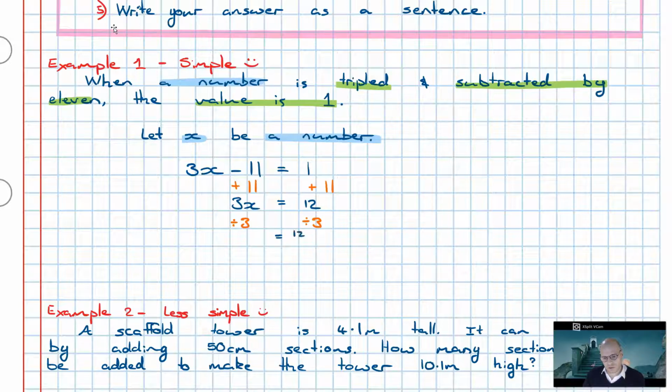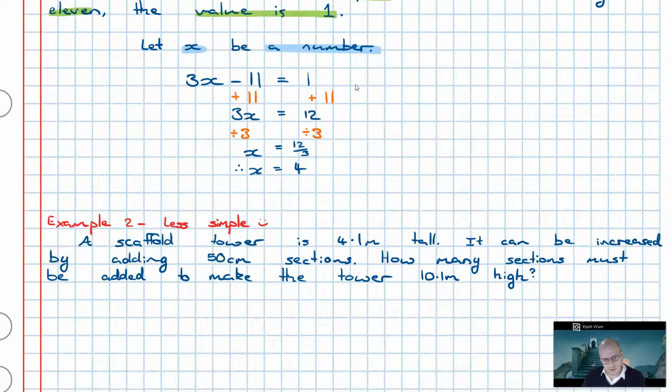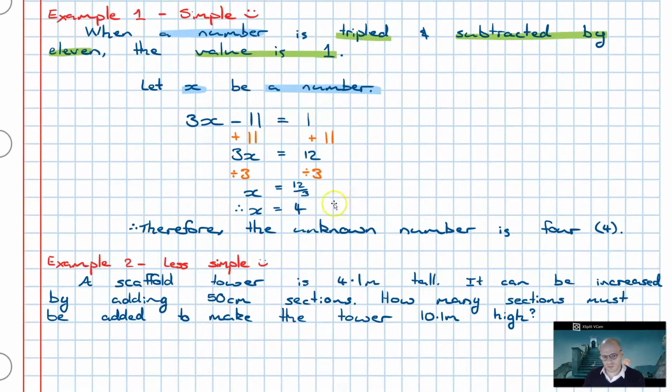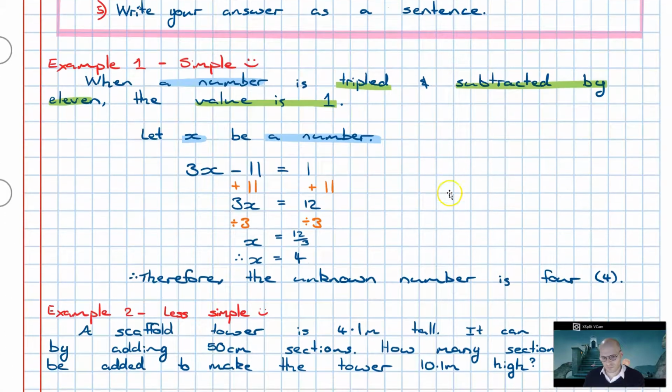So we're going to get 12 divided by 3 is equal to x, and therefore x is equal to a value of 4. So we can therefore say, therefore the unknown number is 4. So this is step 5 here. Write your answer as a sentence.